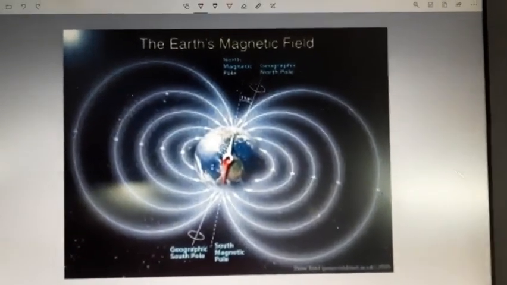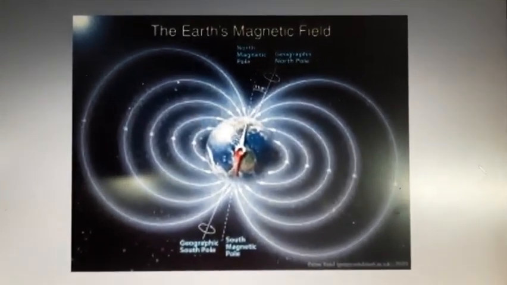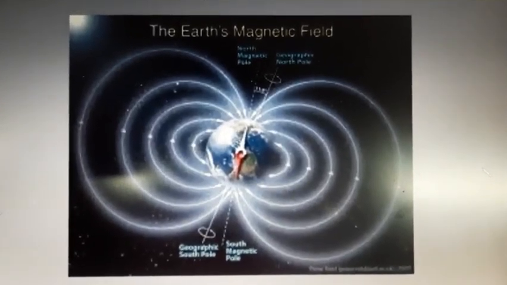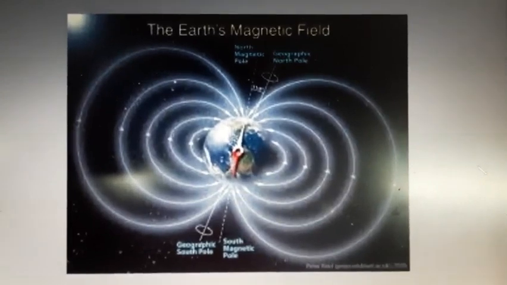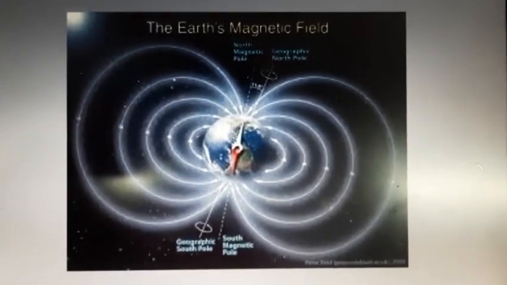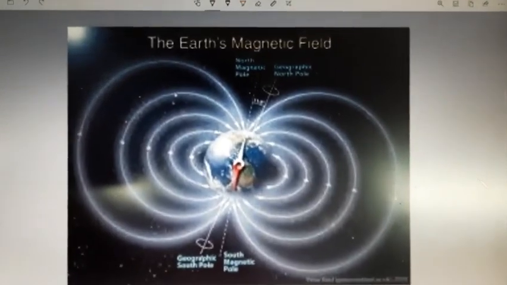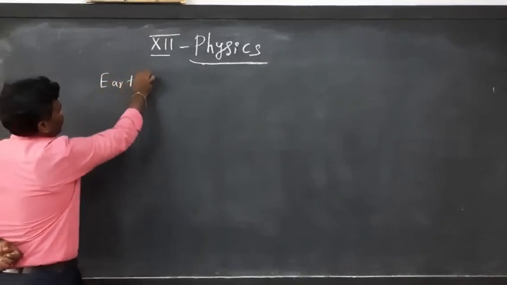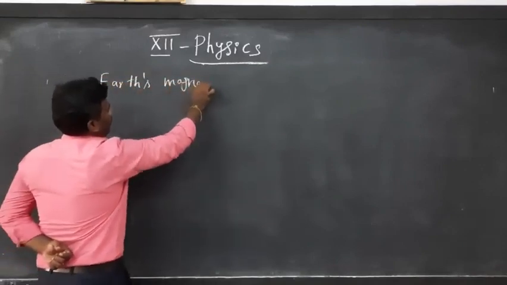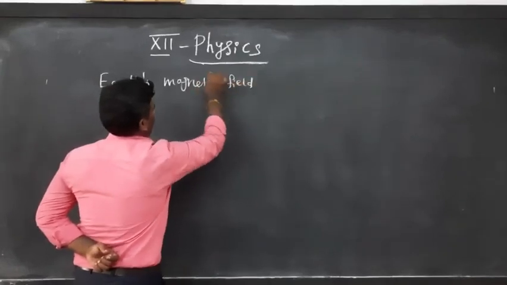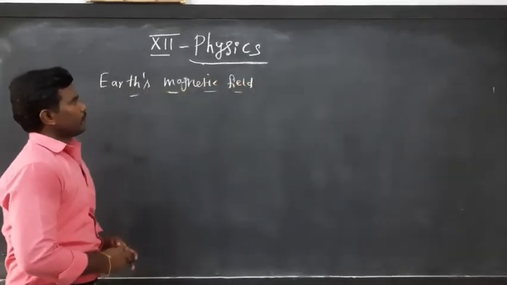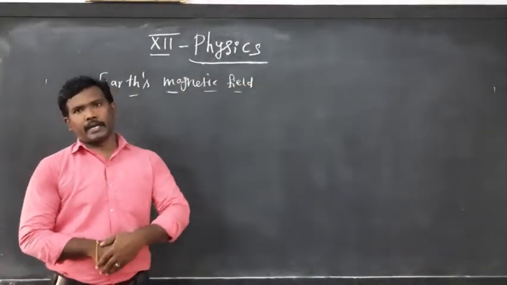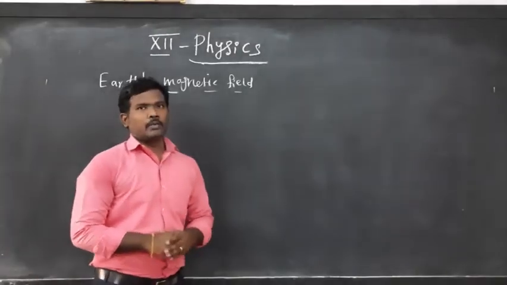See the diagram. This is the diagram representation of the magnetic lines produced from the earth magnet. We consider the earth to act as a magnet. So the magnetic lines are produced from the north pole and terminate at the south pole. Okay. We saw the earth's magnetic field in the diagram. Next, we are going to see the two mark question.